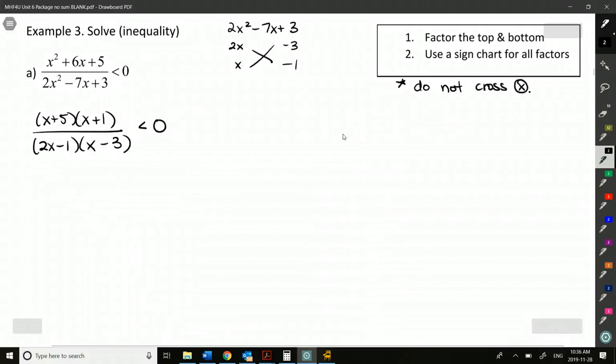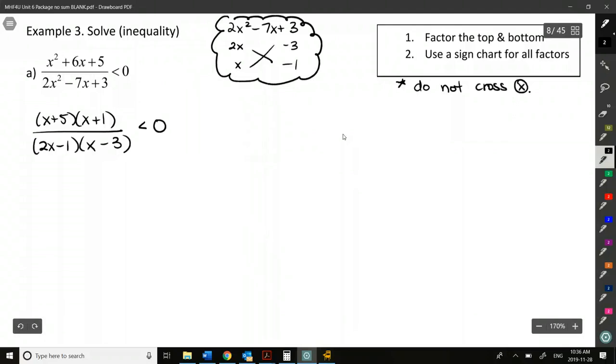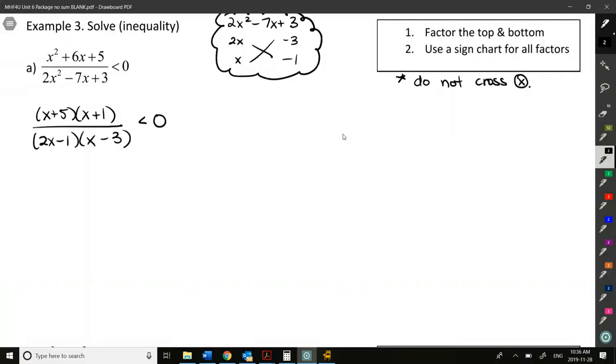You can factor this however you feel comfortable factoring. This is just my quick way of doing it. If you practice it, you'll get used to it. But I did post a factoring video for you guys a long time ago, so if you want to watch that and find a factoring method that works for you, you can do that.